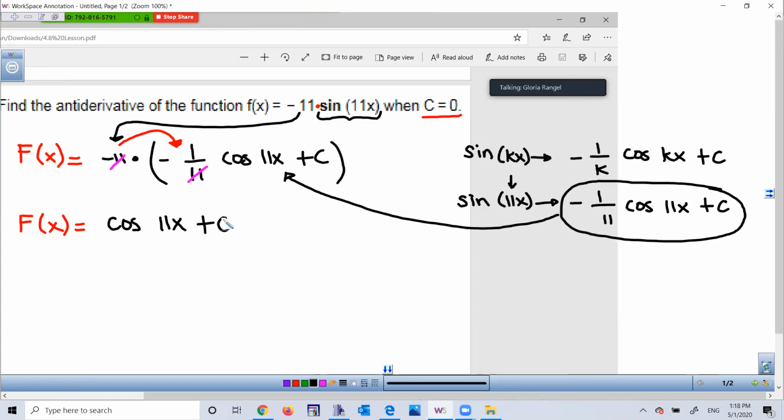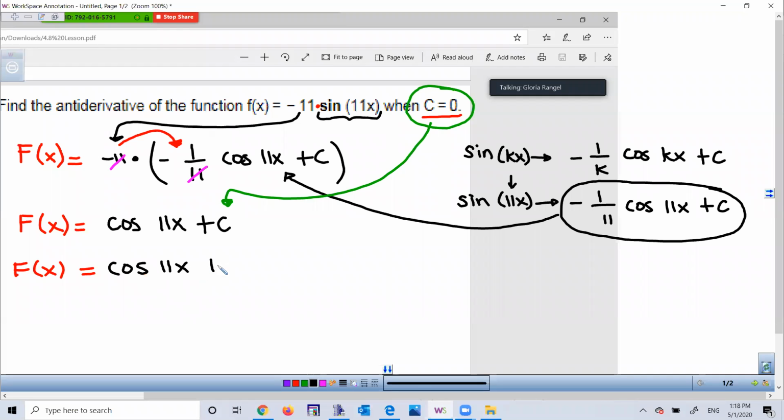Now, what was my c? My c was given to me as being 0. So if I actually replace, and you should replace, if you're given a specific number for the c to be equal to, and you type this on Math Excel, it's gonna say this is wrong. If the instruction was given to you like this, your final answer should have on the c the replacement of that number or whatever value they're giving you. So cosine of 11x plus 0.